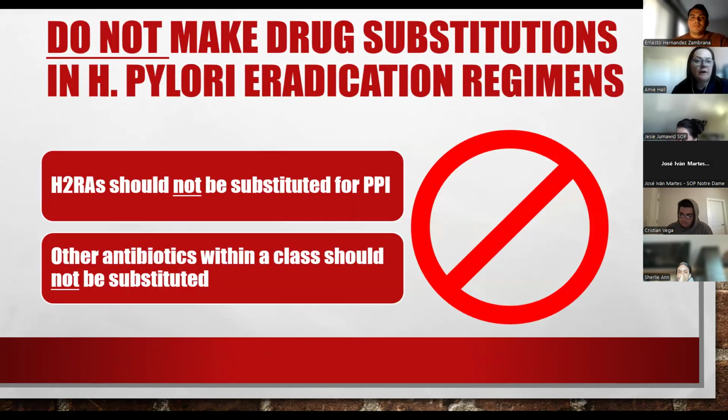Okay, again, we are not going to make drug substitutions in H. pylori eradication regimens. We should never substitute PPIs for H2RAs. And we should never substitute other antibiotics within a class. So again, it's going to be tetracycline. It's never going to be doxycycline. It's never going to be minocycline. It's always going to be clarithromycin. It's never going to be erythromycin or azithromycin. It's always going to be omeprazole, pantoprazole, esomeprazole. It's never going to be famotidine.